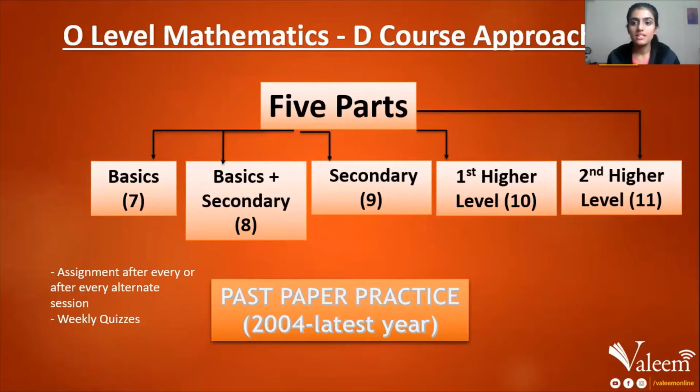Basics are basically the math of grade 7, and basics plus secondary is the math of grade 8. Secondary is math of grade 9. First high level is math of grade 10, and second high level is math of grade 11. After I complete the syllabus in this way, then I do past paper practice.